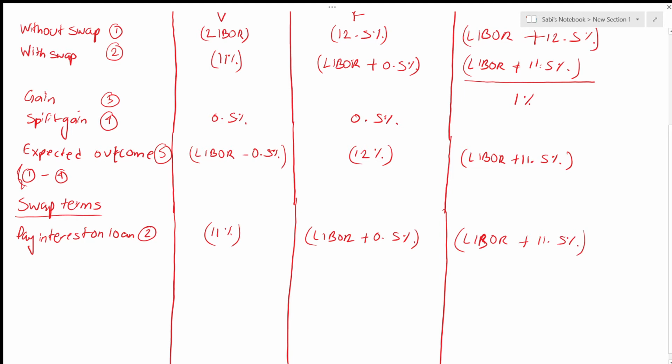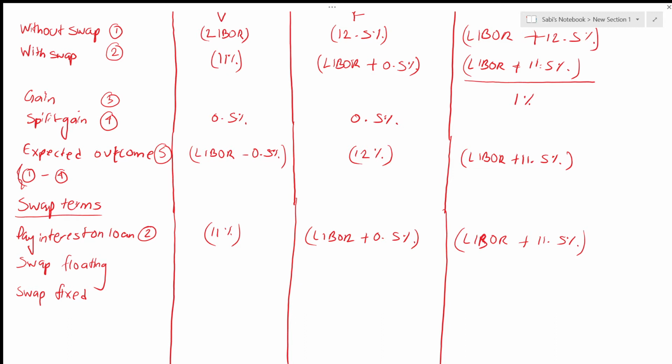Now swap floating, swap fixed. There's a way to check. There is also a way to check whether your swap, the amount which you have swapped, the floating and the fixed, is correct or not, right?